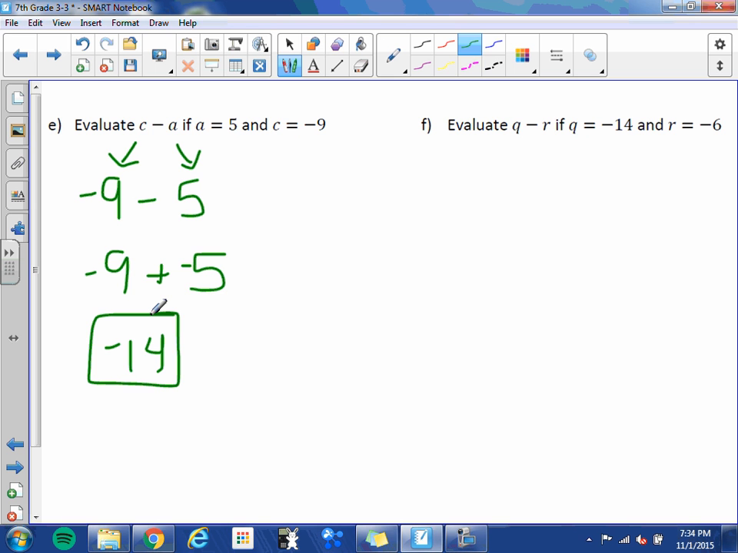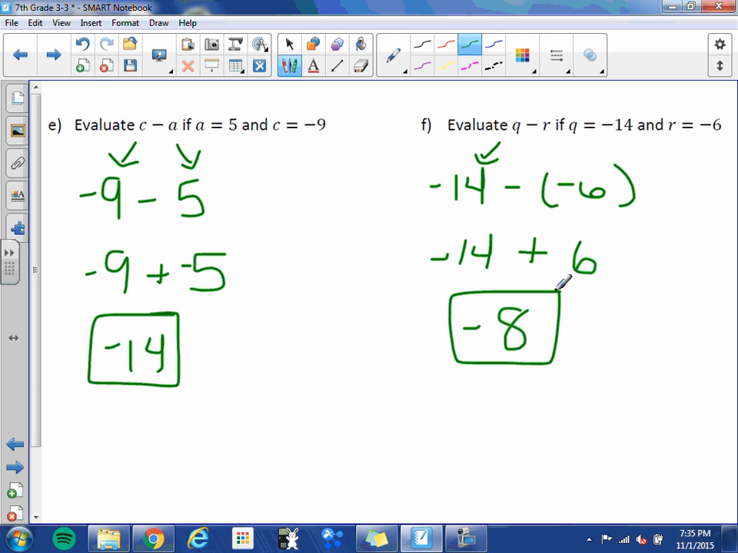Letter F. Evaluate q minus r if q is negative 14 and r is negative 6. So q is negative 14. Bring down the minus sign. R is negative 6. But I will not subtract. I will add the opposite. Different signs difference. Subtract. 14 minus 6 is 8. And keep the sign of the larger absolute value, which is negative 14, therefore negative 8.